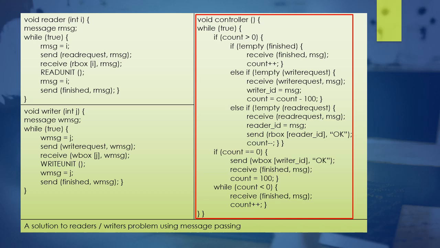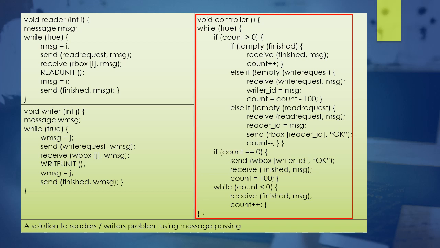If finished is empty and write request has a pending message, the controller receives it and subtracts 100 from count. Remember that we started with count equal to 100. So this means if a writer comes into the system, count becomes 0. If both finished and write request are empty, but read request has a pending message, the controller receives it, sends an OK message to this reader's mailbox, and decrements count.